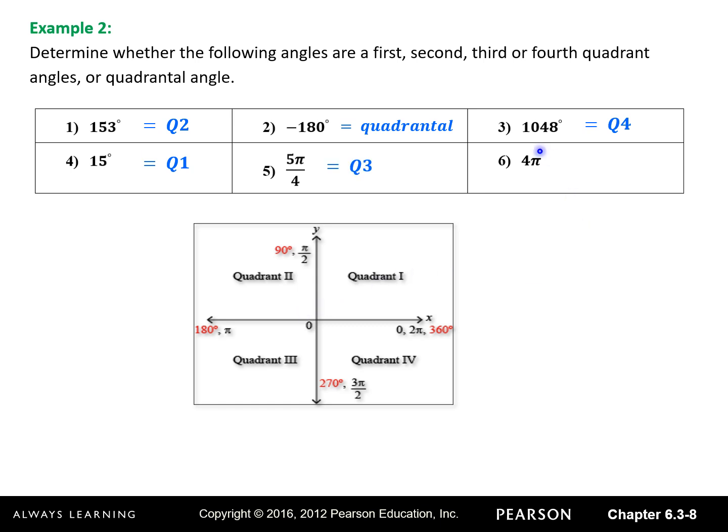The next is 4 pi. 4 pi is in pi radians, and one revolution is 2 pi, and if we move to another revolution after 2 pi, we will get 4 pi. So we can say that the terminal side of 4 pi will lie on this positive x-axis, and that is a quadrantal angle.